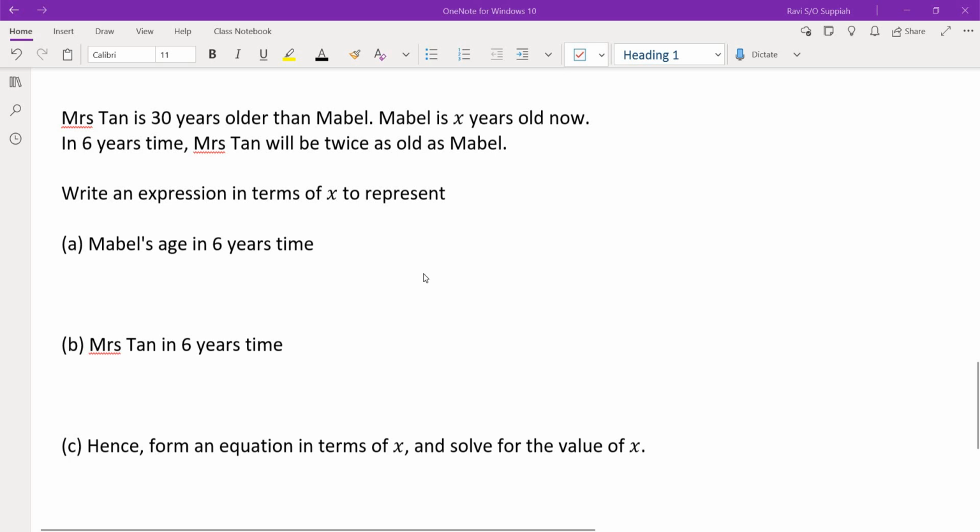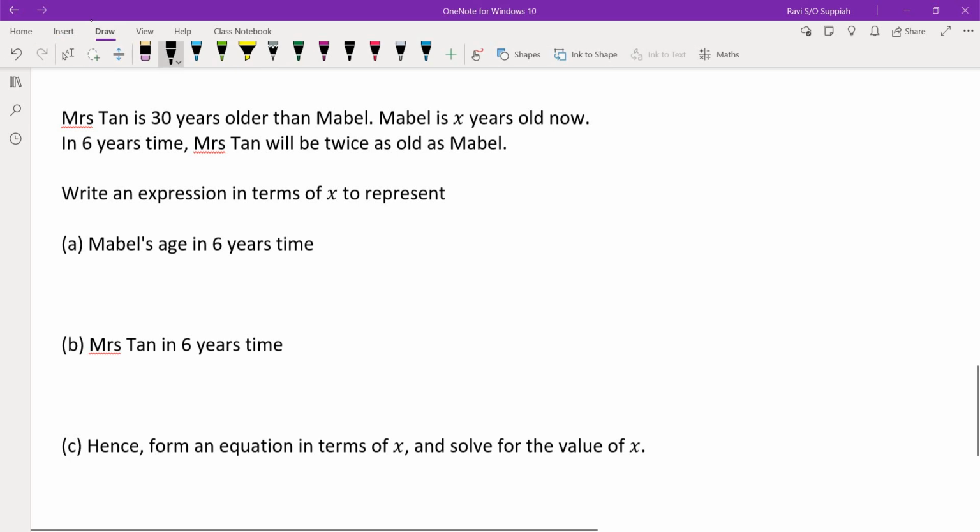We are told that Mrs. Tan is 30 years older than Mabel. Mabel is X years old now. In 6 years' time, Mrs. Tan will be twice as old as Mabel. Write an expression in terms of X to represent these three things, correct? Mabel's age in 6 years' time, Mrs. Tan in 6 years' time, and the equation to solve X.